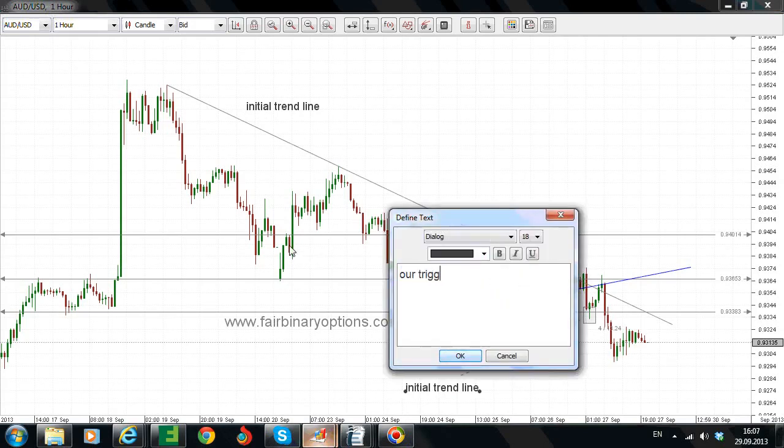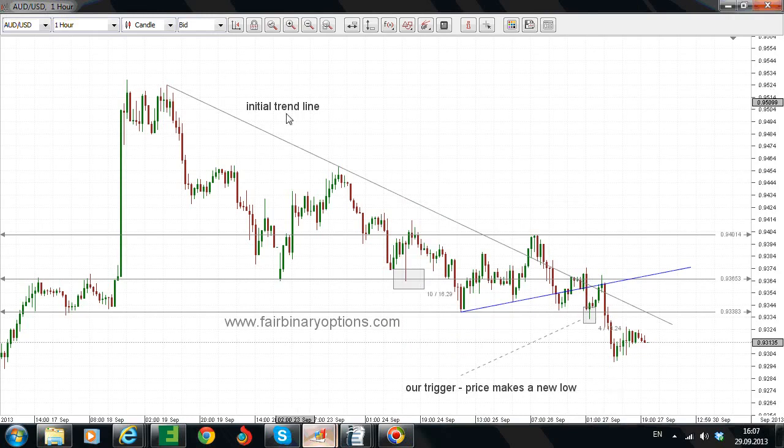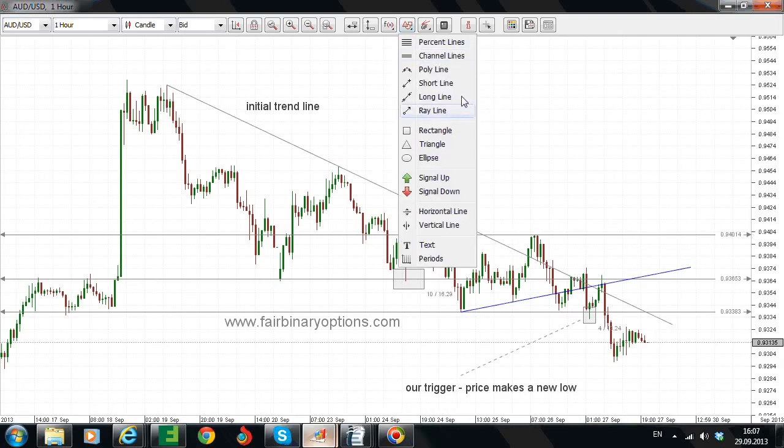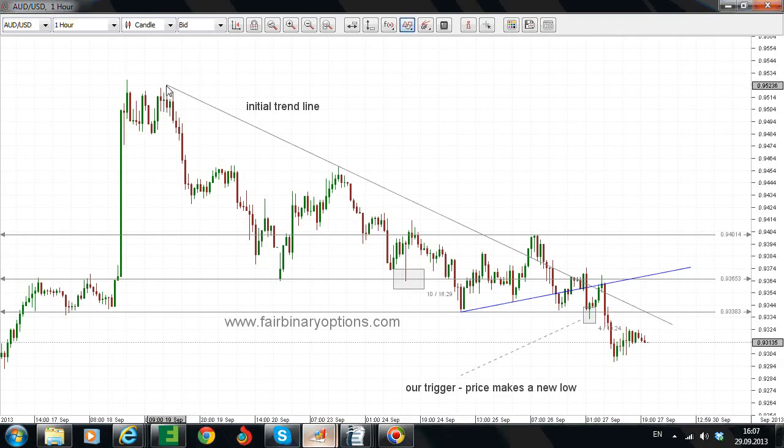So our trigger: price makes a new low. By the time price makes a new low, this changes our initial trend line. The new trend line, the true trend line of the trend, should be from the previous high. So the highs remain the same, but we are not connecting the next lower high, we are connecting the next higher high, the high that has just been validated by this break to the downside here. So these are the 2 points that we should connect.